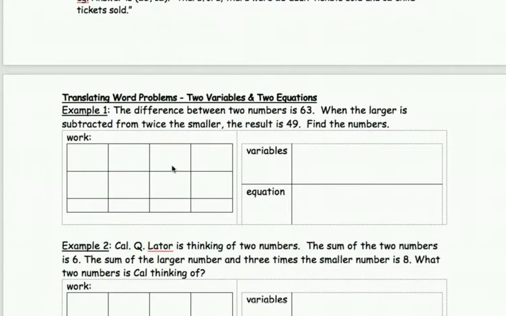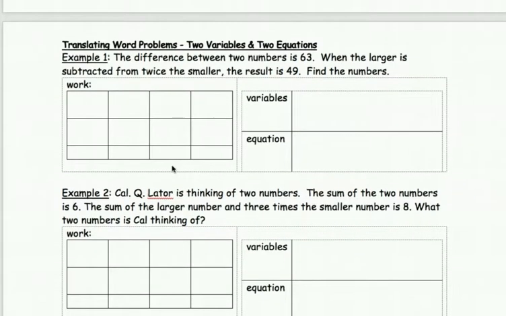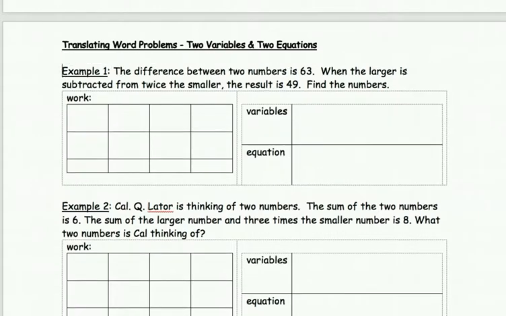Okay, so today, just like last time, we're going to be building two variables and two equations here. Okay, so the difference between two numbers is 63. When the larger is subtracted from twice the smaller, the result is 49. Okay, find the answer. So again, what we're going to be doing today is going through and writing the variables out and building some equations.